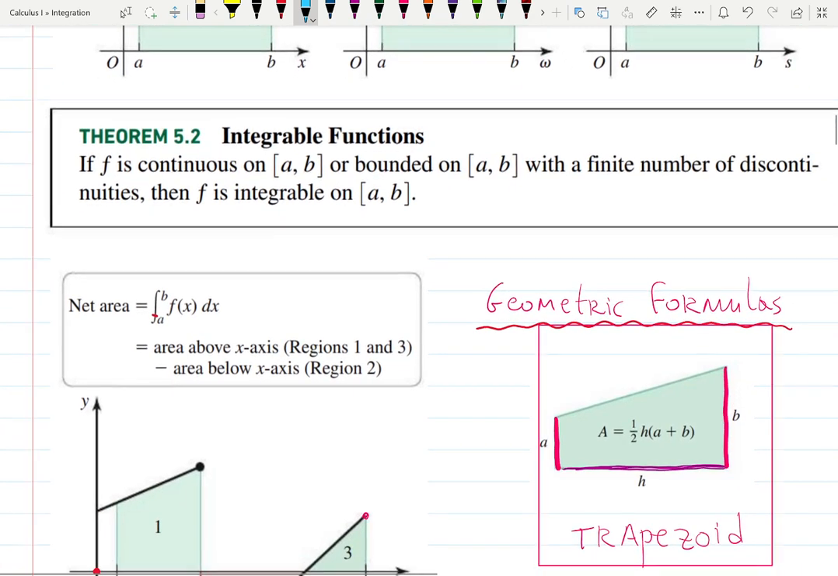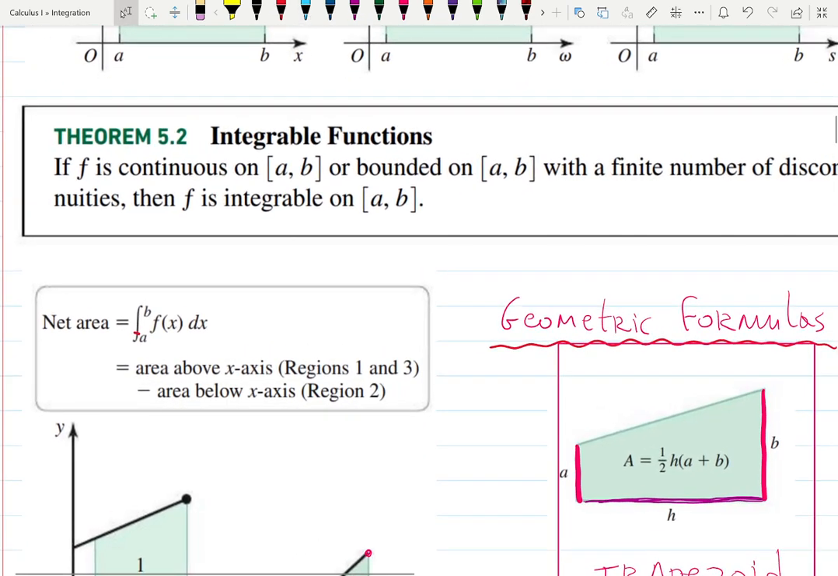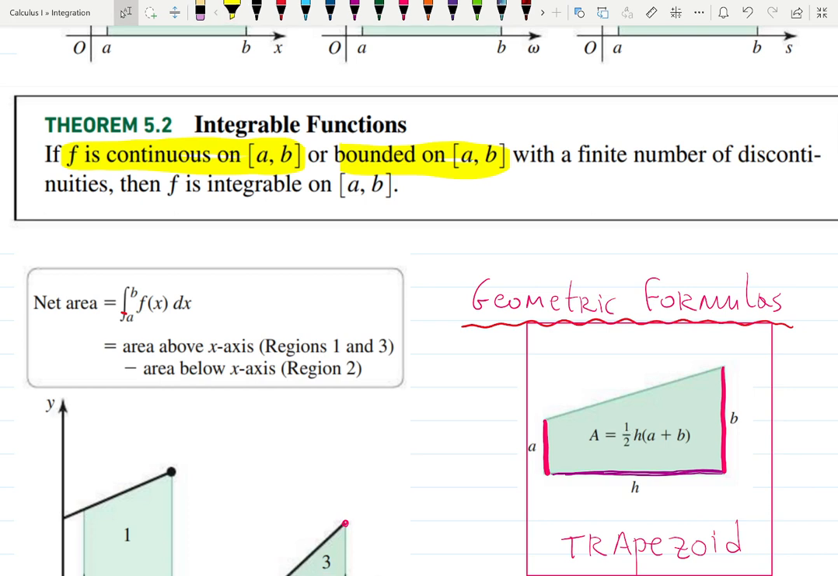Functions are integrable if f is continuous. So let's write this down. F must be continuous on the closed interval, bounded. So it cannot go to plus infinity or minus infinity. Or it can have breaks, but there should be a finite number of the breaks. So it has to be continuous, or bounded with a finite number of discontinuities. It can have discontinuities, but not infinitely many of them, and it's still bounded there. Then f is integrable.